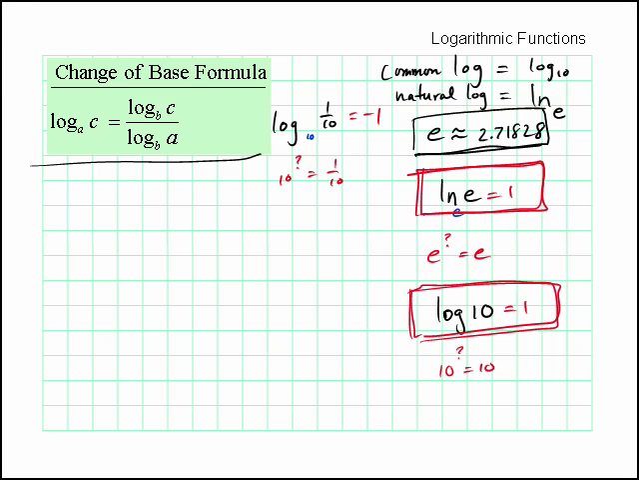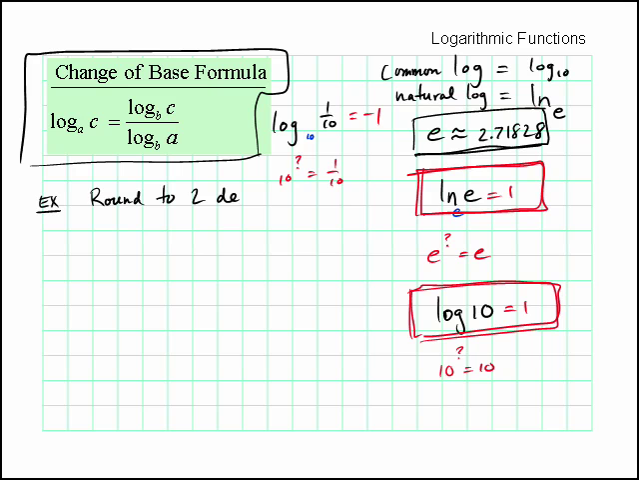Now, the change of base formula up here is used to convert from one base to another base that your calculator can handle, usually base 10. For example, round to 2 decimal places.